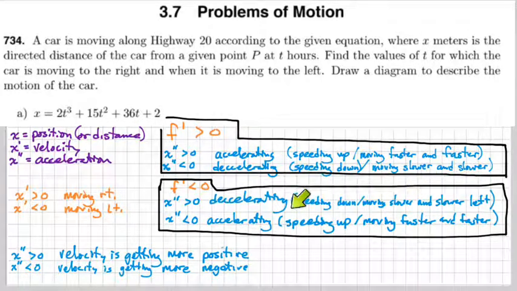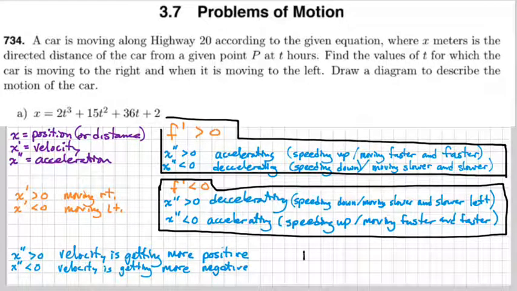Okay, so this is extra stuff. Or you can just think decelerating because we're moving left. When x double prime is negative, we are accelerating, meaning we are speeding up and moving faster and faster to the left. Remember, we're moving to the left here. Okay, so when x double prime is negative, we can mean two different things. Here, when we're moving to the right, we're decelerating. Here, when we're moving to the left, we're accelerating. So I guess you can say when the signs are the same, we are accelerating, and when the signs are different, we are decelerating. So here's the short and skinny of it, okay?